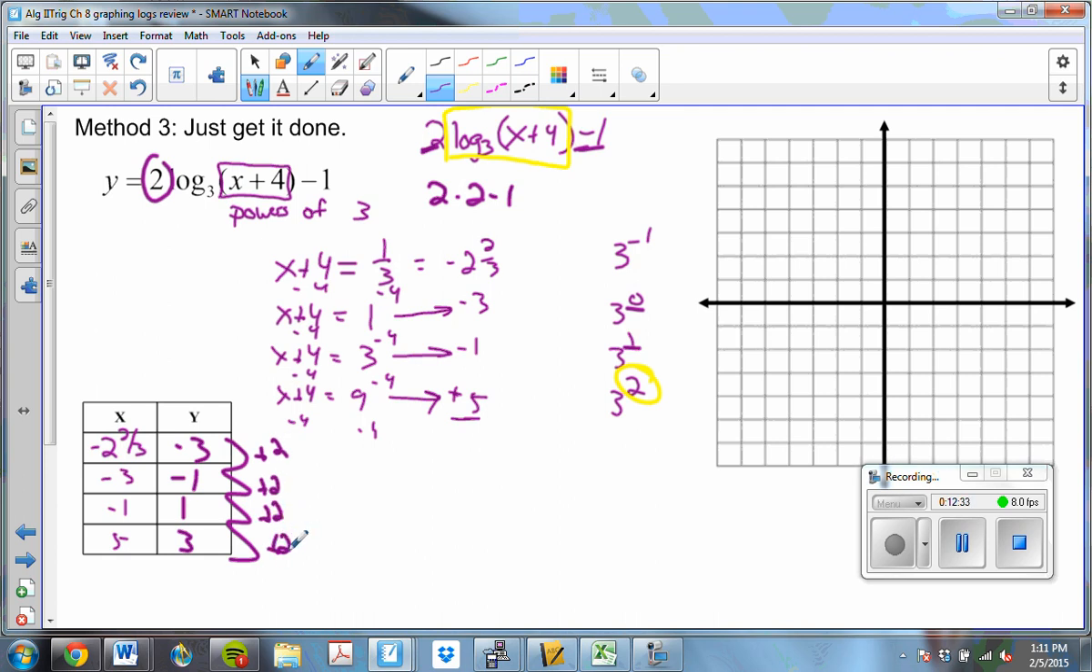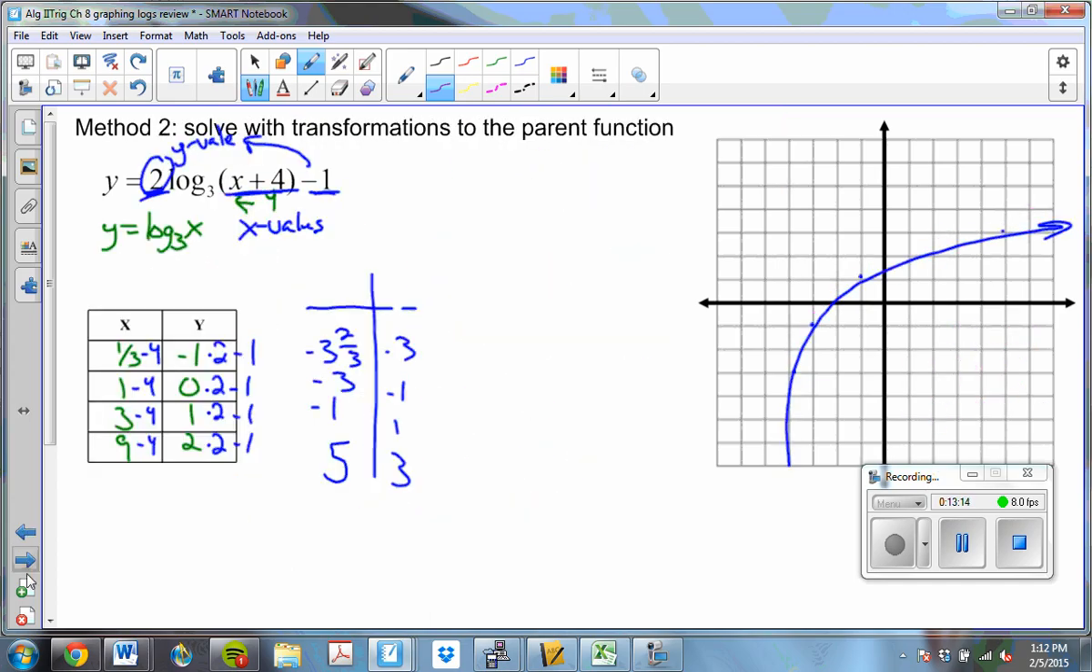So my graph is going to have -3 2/3, -3, -1, excuse me. Like this. And the point -3, -1, and the point -1, 1, and the point 5, 3. And kaboom. This graph looks like this graph, just like this graph, because they're all the same equation.